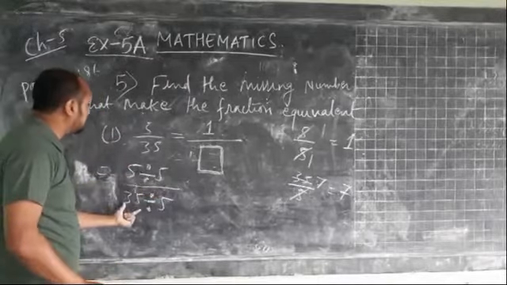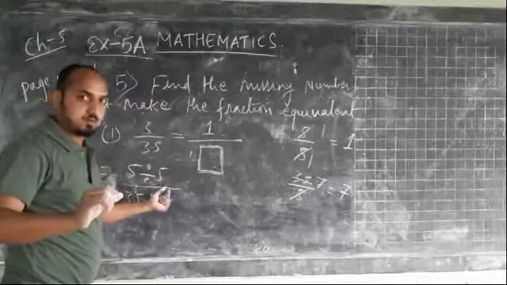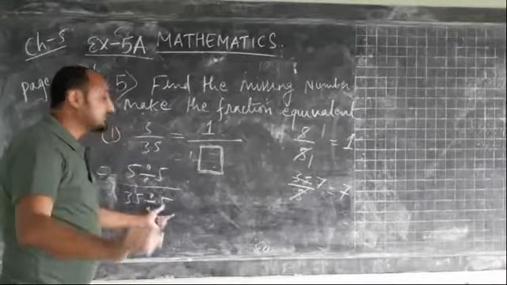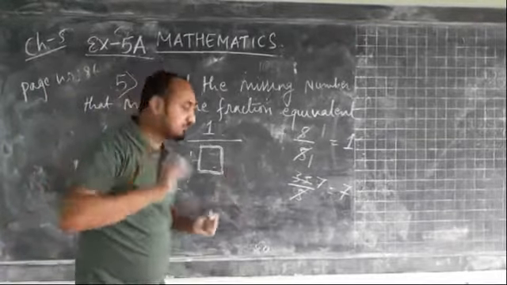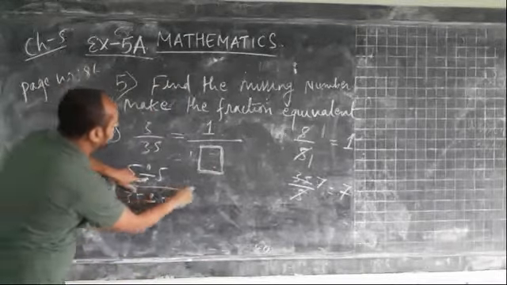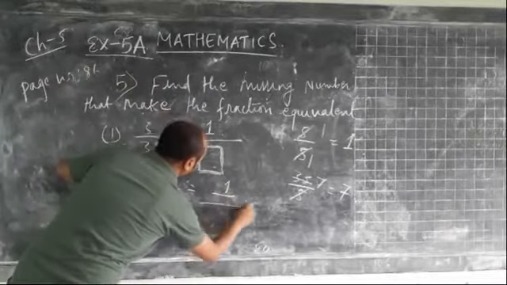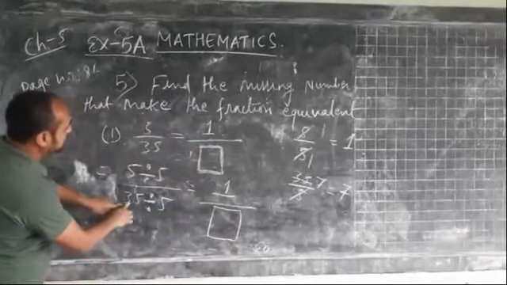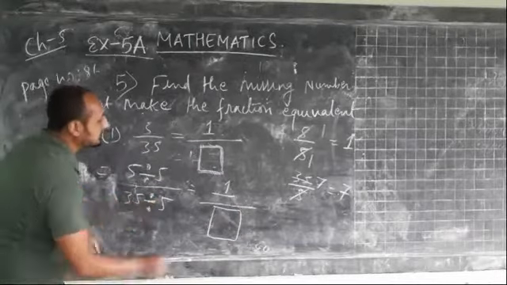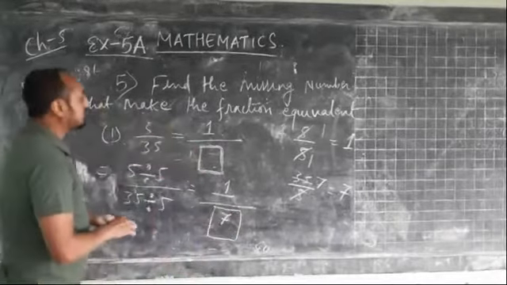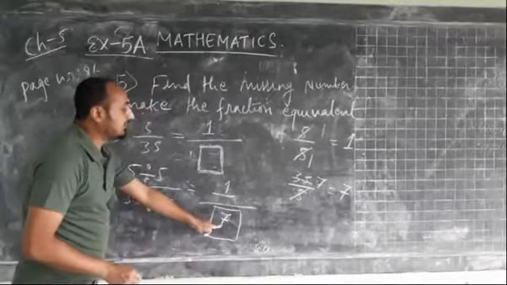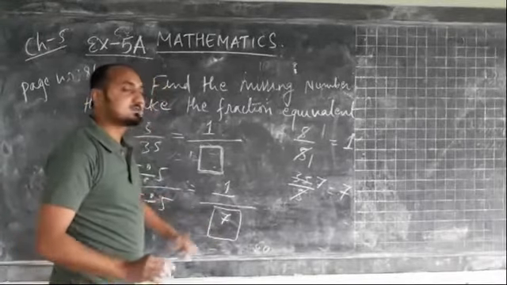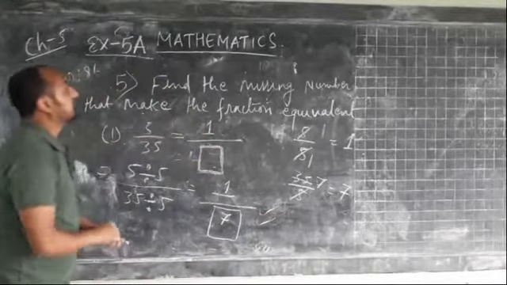Here we are dividing the numerator and denominator by the same number. We should not change the number, like here 5 and here 7. No, in both cases we have to divide by the same number. So 5 divided by 5 gives 1, and in this box, 35 divided by 5, 5 sevens are 35. So what is the missing number? The missing number is 7 to make the given fraction equivalent. This is the way to find the missing number.